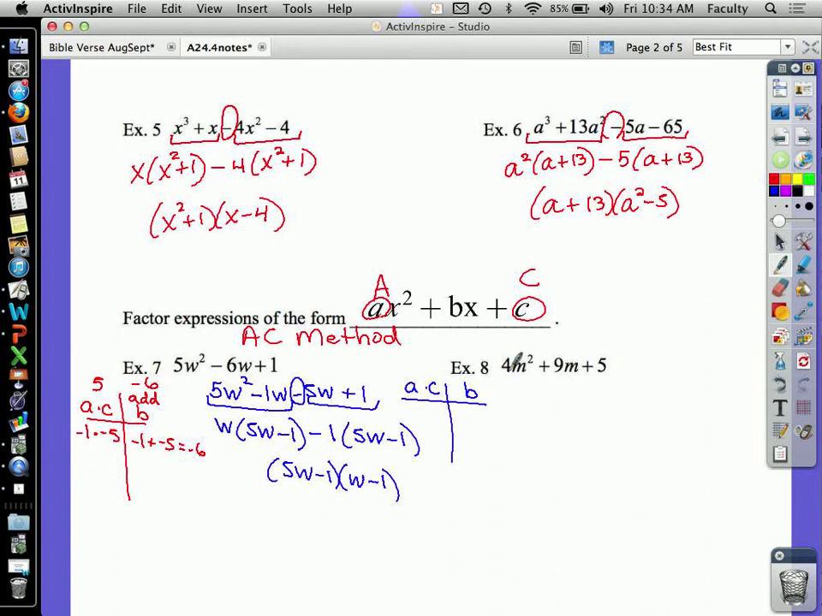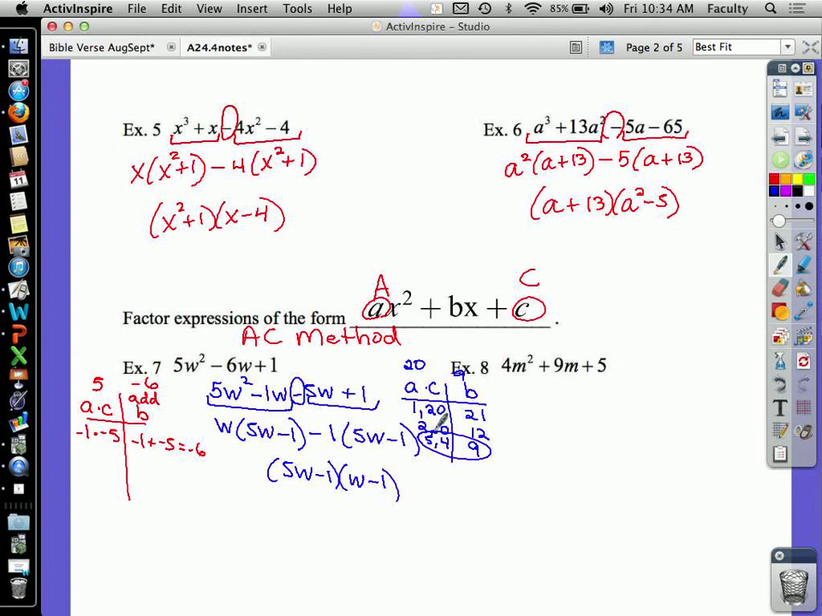So look, in example 8, you would take 4 times 5 is 20, and I want it to add up to 9. So you know they're positive, so here's another way to make your chart. 1 times 20, but that adds up to 21, so that didn't work. 2 times 10 adds up to 12, that doesn't work. But 5 times 4 adds up to 9. You don't have to make the list if you can tell what it is. But only one pair works. You can't do this two different ways.